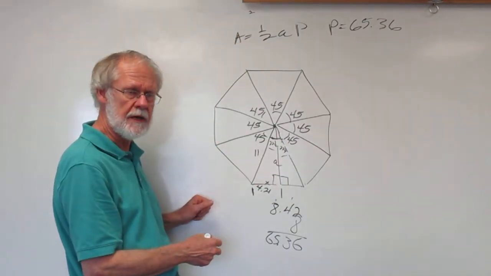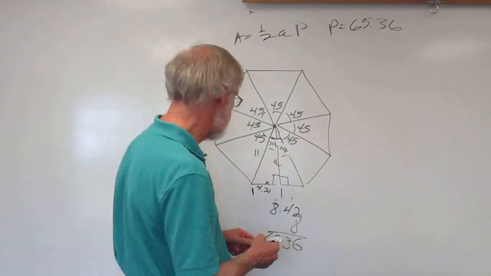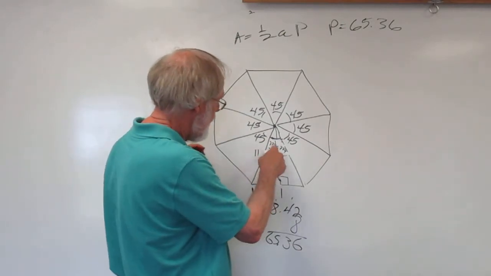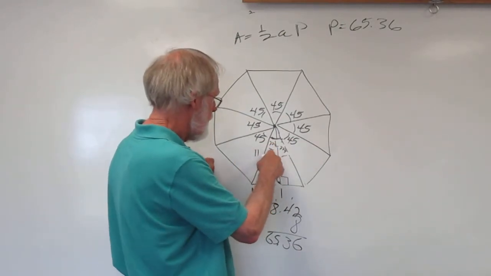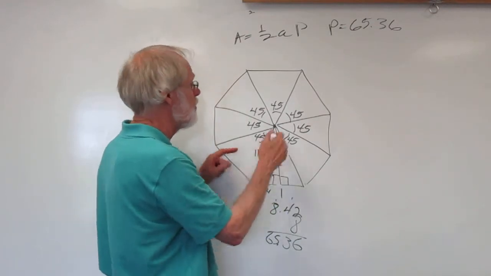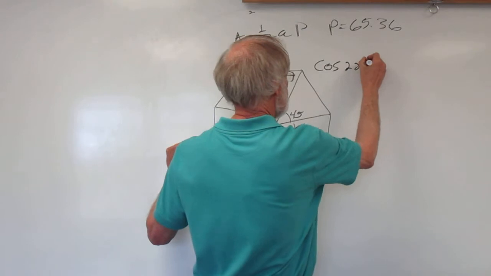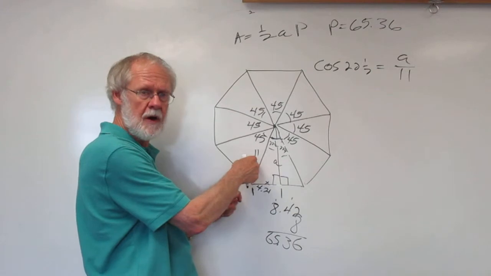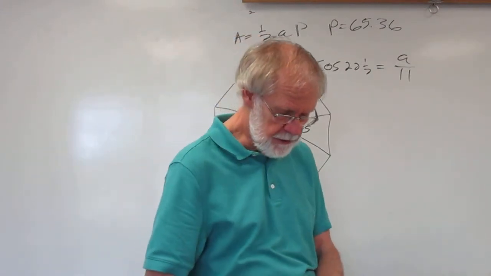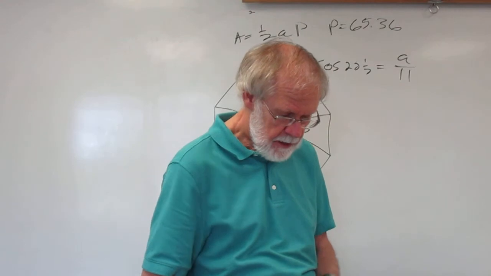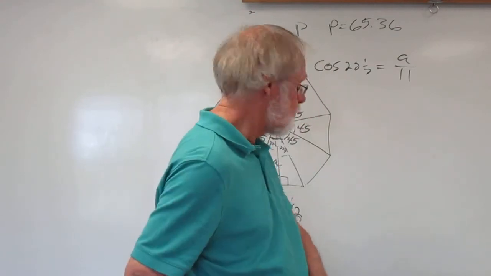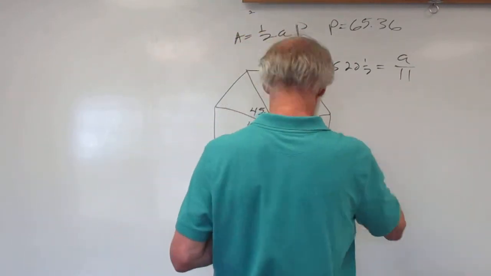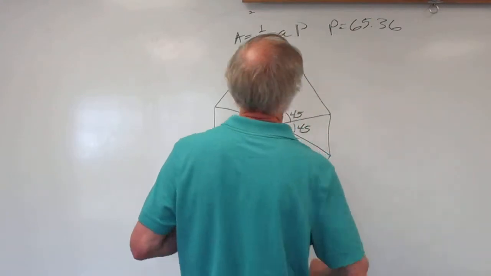Now, I need to find this, the apothem. Now I can do that with trig, or I can do it with the Pythagorean theorem. I'm going to go ahead and use trig here. So I'm going to say the cosine of 22 and a half is a over 11. That is adjacent over hypotenuse. So I find cosine of 22 and a half, multiplied by 11, 10.16. So apothem is 10.16.